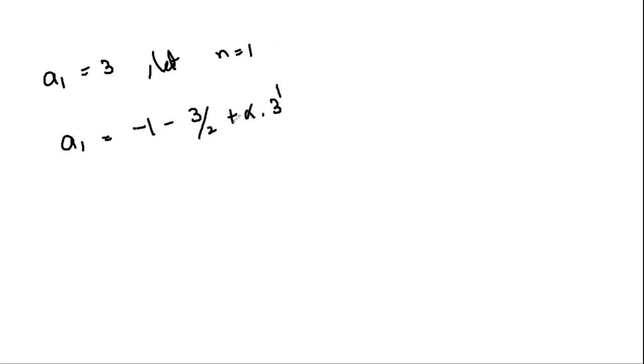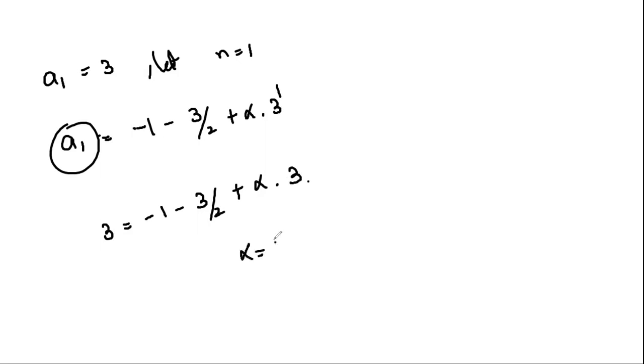So we know that A1 is given as 3. So substitute the value and let n be equal to 1. So this can be written as A1 is equal to, n is 1 we are taking, so minus 1 minus 3 by 2 plus alpha into 3 power 1. A1 is also given as 3. 3 is equal to minus 1 minus 3 by 2 plus alpha into 3. Then if we solve this equation for alpha, the value will be 11 by 6.